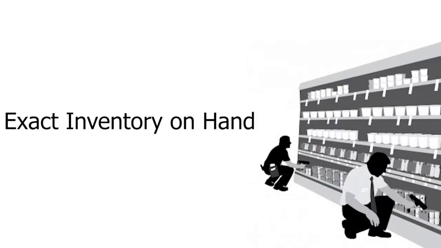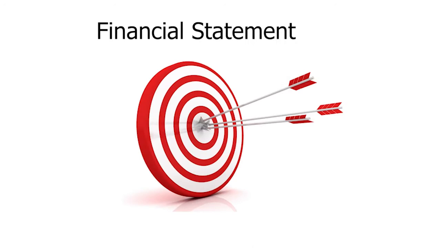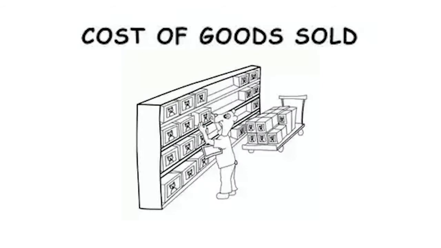There are two main advantages to using a perpetual inventory system. First, it allows a business to see exactly how much inventory they have on hand at any given moment, thereby making it easier to know when to order more. Second, it improves the accuracy of the company's financial statements because it allows very accurate record keeping as to the cost of goods sold over a given period. Cost of goods sold will simply be calculated as the sum of the total cost of all of the particular items sold over the period.